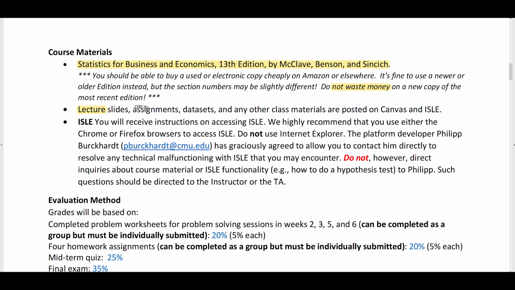The lecture slides, the homework assignments and labs, the so-called worksheets, all the data sets and so forth, this stuff is available on Canvas and also available in a statistical analysis package developed by a Carnegie Mellon professor, Philip Burkhart, that we'll be using, that I recommend that you use for your actual numerical and graphing work.